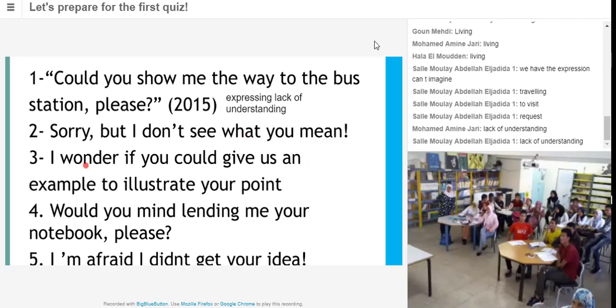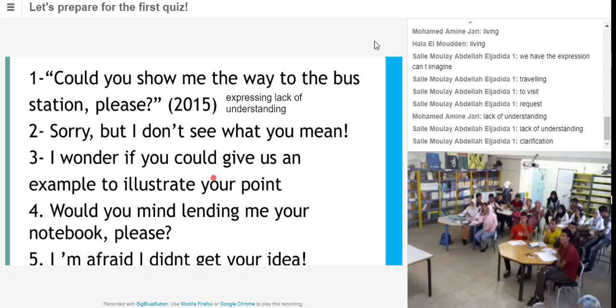Number 3. I wonder if you could give us an example to illustrate your points. Asking for clarification. Very good. Here, when I ask someone to give me an example, it means I need him or her to clarify. So I'm asking for clarification. That's excellent.